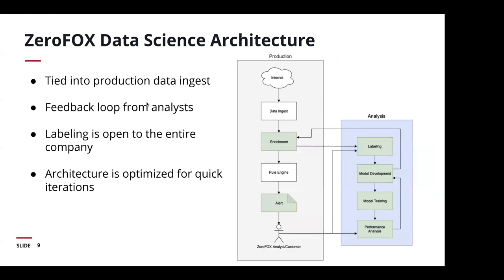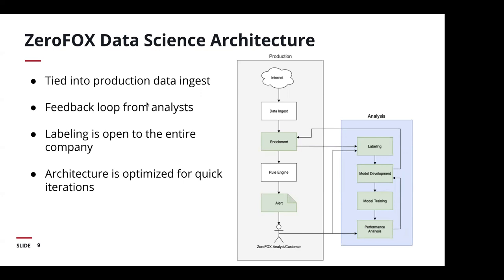So on the production side, from the public internet, we're ingesting a ton of data. From there, that flows into what we call enrichment. And this is where our machine learning and AI tools live. So that data will then get enriched with the information from our machine learning models. And then from there, we'll feed them into what we call the rule engine. And the rule engine is what determines what we alert on and what we don't alert on. And that alert then is surfaced to either a ZeroFOX analyst or a customer.